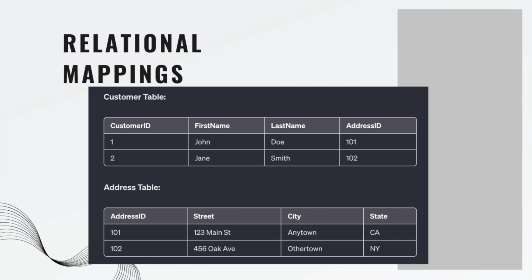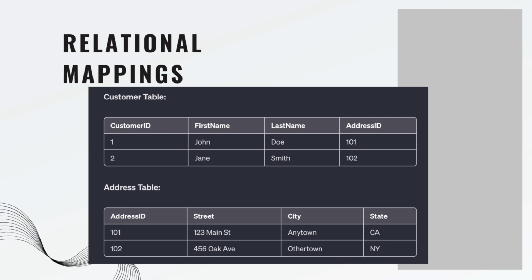If we look at the address table, it also needs a primary key. The primary key in this case would be the address ID, and the values here are 101 and 102, for example. But how do we map these two tables together? Well, you do that with a foreign key.